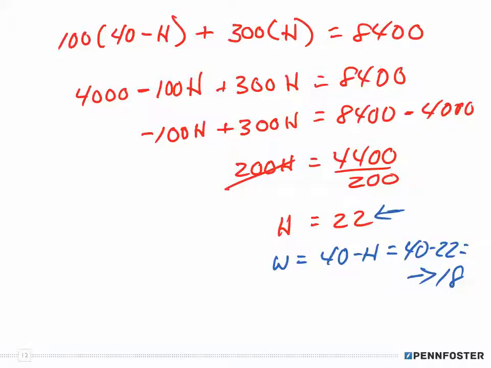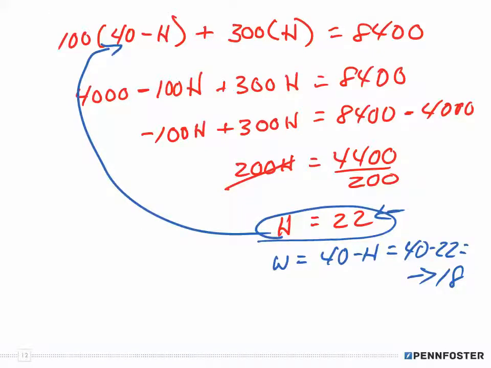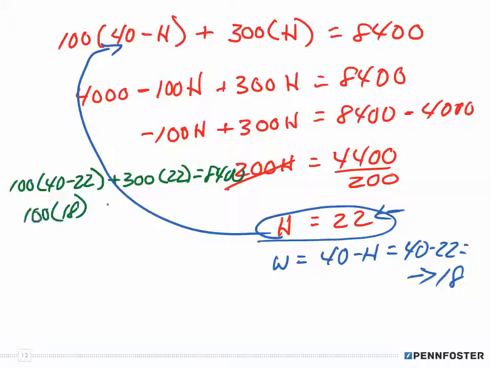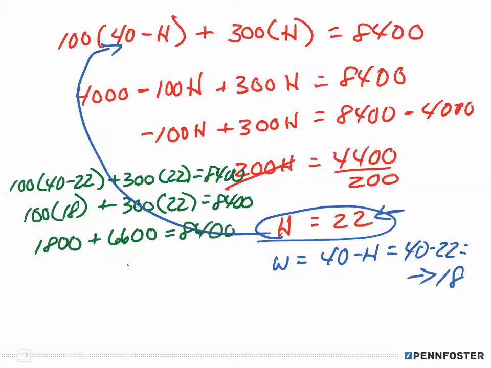And to prove it, we're going to plug the 22 back into our original formula and do the math. So I have 100 times 40 minus 22, plus 300 times 22, and that should equal 8,400. So 40 minus 22 is 18, times 100, plus 300 times 22, is equal to 8,400. So I have 1,800 plus 6,600 is equal to 8,400. And of course, 8,400 is equal to 8,400.